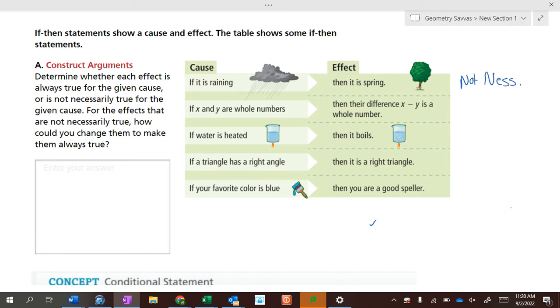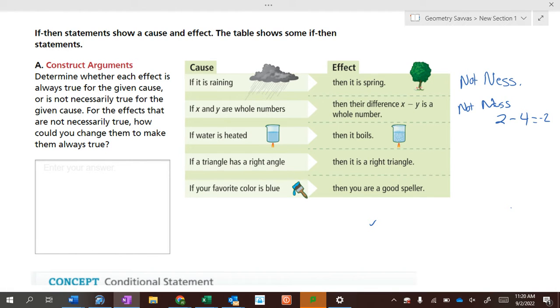If x and y are whole numbers, then their difference is a whole number. When you subtract two whole numbers, is it always a whole number? Well, no, not necessarily. Because what if you take 2 minus 4? Those are two whole numbers. What's 2 minus 4? Negative 2. Negative 2 is not a whole number. Whole numbers start at 0 and go up. That's an integer. So that's not necessarily true.